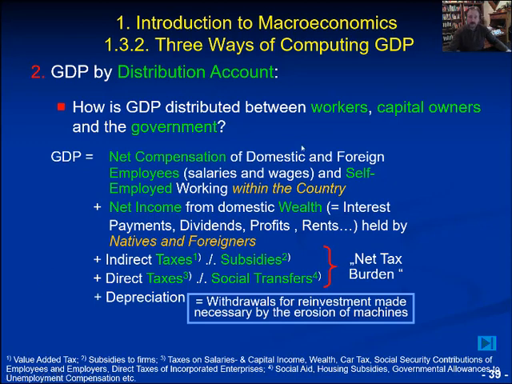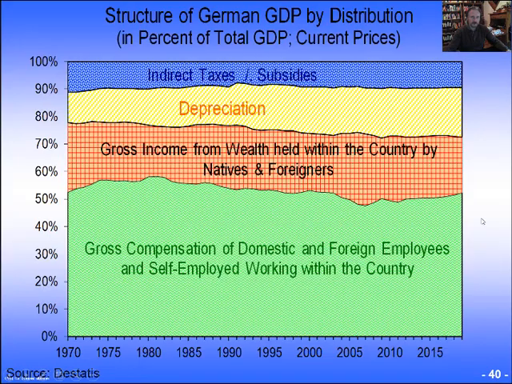Now let's have a look at the empirical composition of German GDP according to the distribution account. Here we find again the various shares starting with the year 1970 up to the year 2018. So as mentioned, the largest share according to the distribution account is held by gross compensation of domestic and foreign employees, the worker income in other words. I think it's relatively stable.